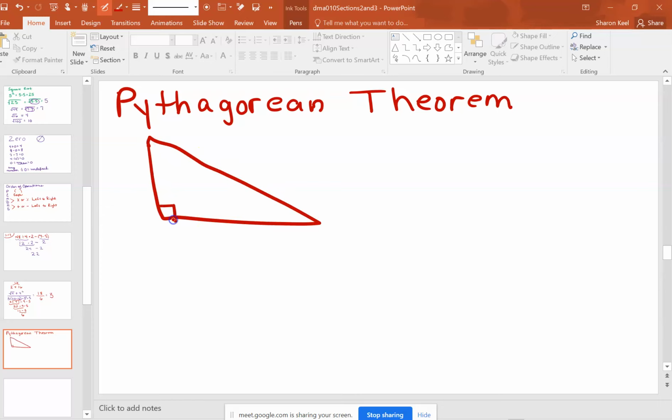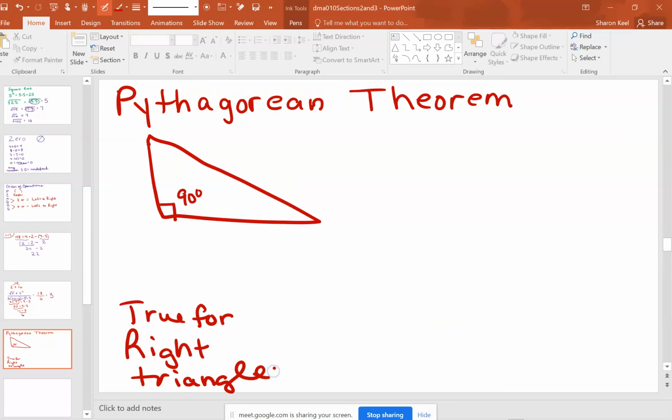So if you have, and this little square means a 90-degree angle, let me write down 90 degrees. It's true for a right triangle. We label the Pythagorean theorem. The two sides that make the 90 degrees are labeled as A and B. The diagonal is labeled as the C. The A and the B are also called the legs. The A and the B are called a leg.